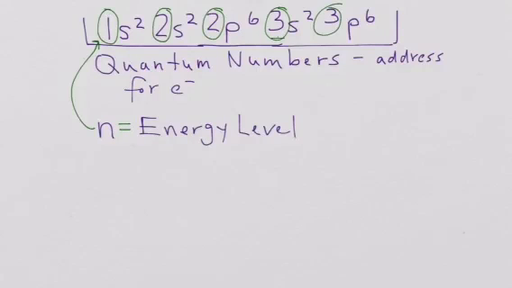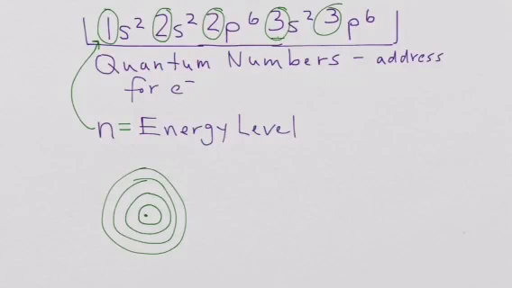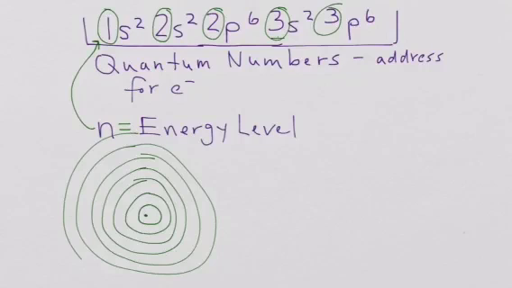Now, there are 7 energy levels. So you can think of it as, here's our nucleus, and you have 1, 2, 3, 4, 5, 6, 7 energy levels. And each one can hold an increasing amount of electrons. And we'll talk about that in a little bit.